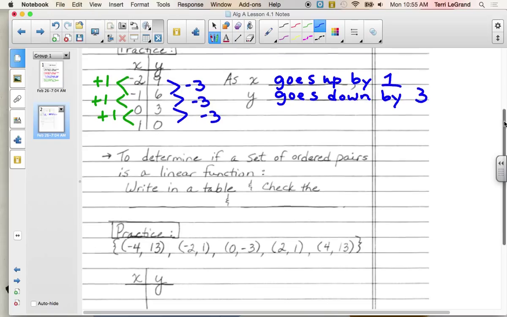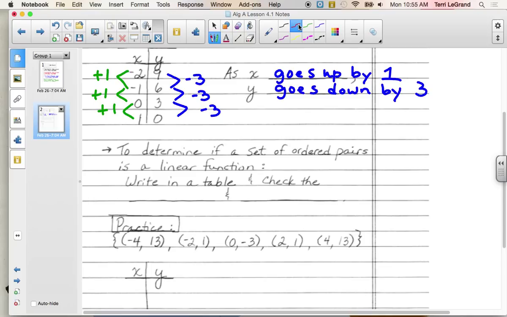So notice what my suggestion is going to be. What if they give it to you as a set of ordered pairs? My suggestion is write it in a table. It's easier to look at it and decide, because remember, we have to check for a constant change. We want a constant change in X, and we want a constant change in Y. Or I guess what I wanted to say is change in X and change in Y, and then if they're constant, we know it's a linear function.